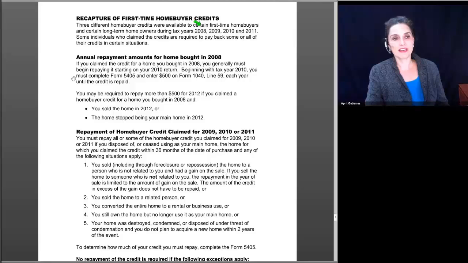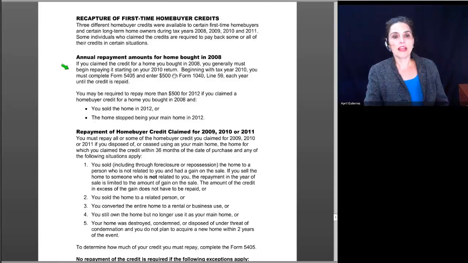And why is 2008 special? Well, if you claimed the credit for a home that you bought in 2008, you generally have to begin repaying the credit that you received, which was $7,500, starting with your 2010 return. And the way that credit works is, in 2008, you filed a return, you purchased a first home, you claimed a $7,500 credit, but that credit was in essence a loan that had to be repaid interest-free over a period of 15 years beginning in 2010.